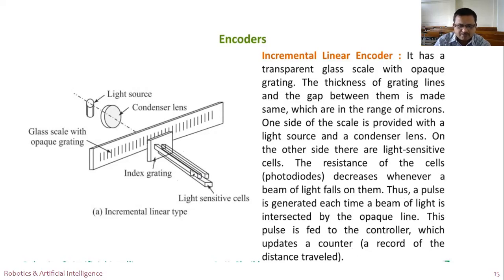Therefore, light falls on these light sensitive cells. What is happening? The resistance of the cells decreases when the beam of light falls on them. And thus a pulse is generated each time a beam of light is intersected. Therefore, this pulse is fed to the controller, which updates a counter.